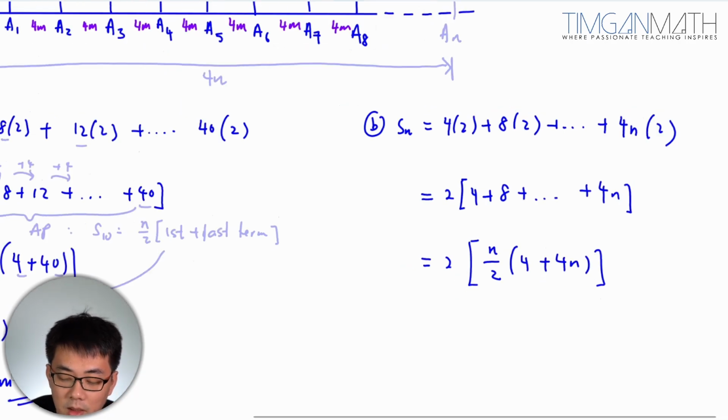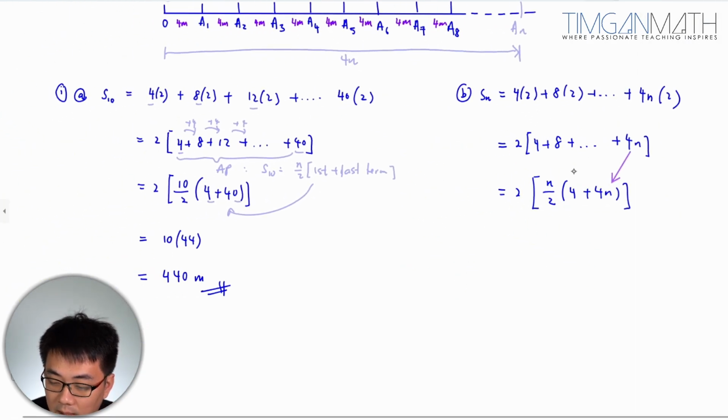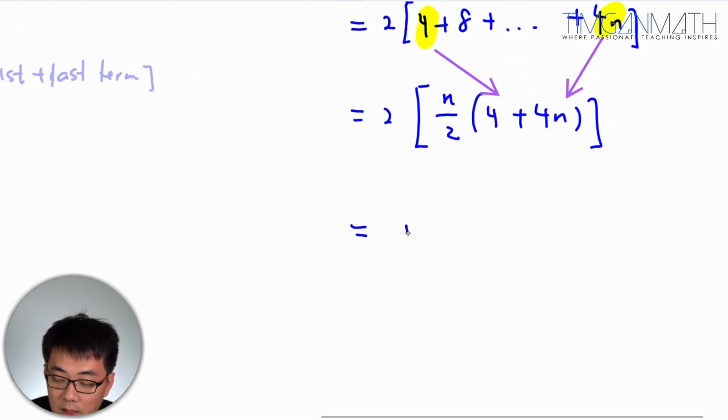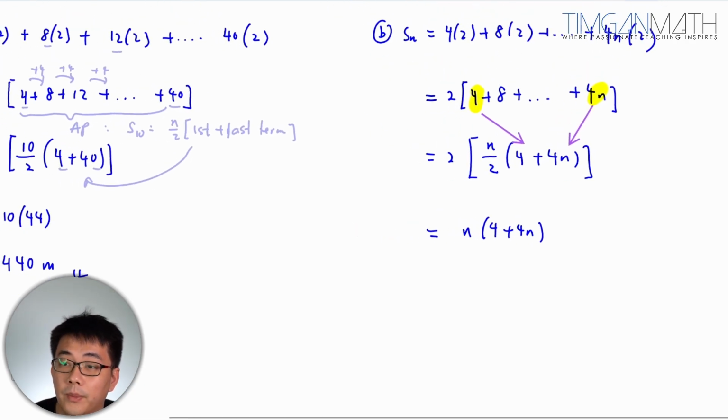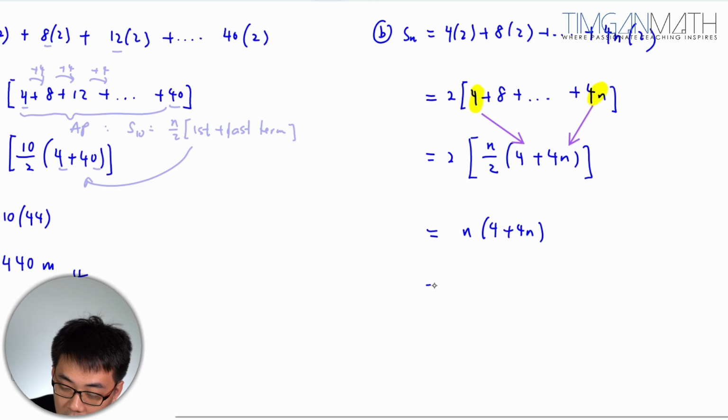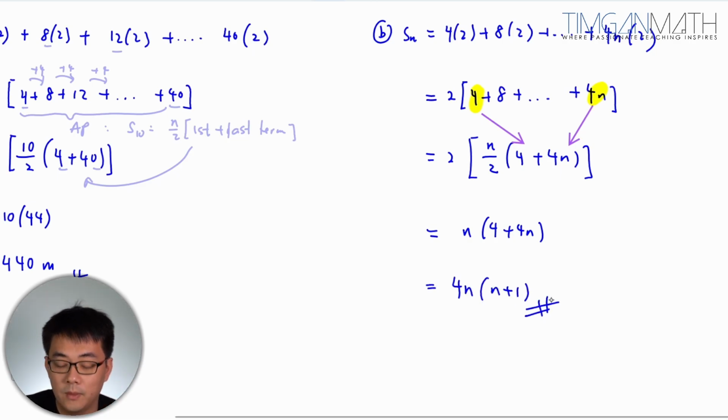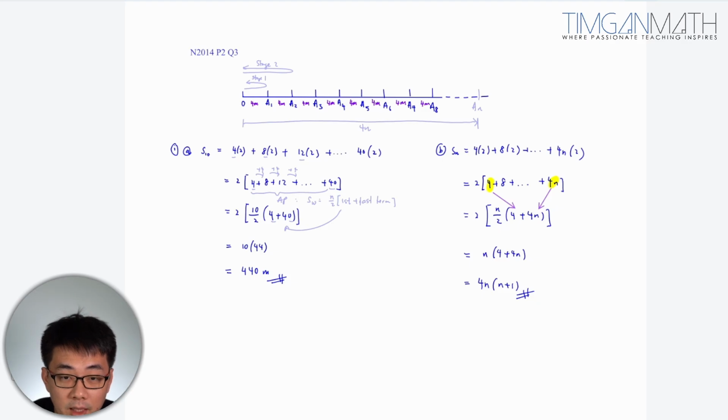Okay, so this is the first term plus the last term. I prefer to use this. Of course, if you're going to use 2a plus (n minus 1)d, it works as well. So this will be n over 2 times (4 plus 4n). I'm going to just put this as 4n(n plus 1)... I mean 2n(n plus 1). So that is your part B.